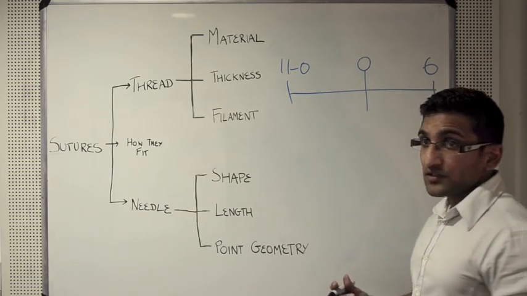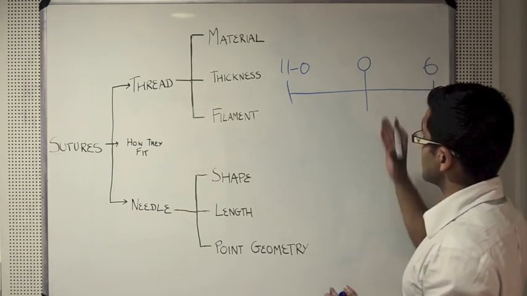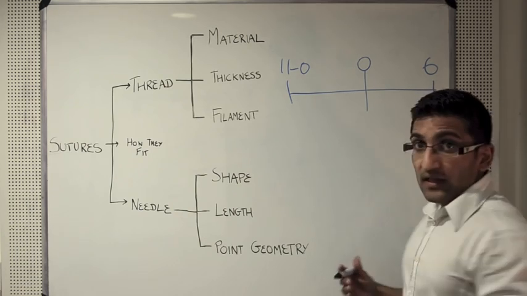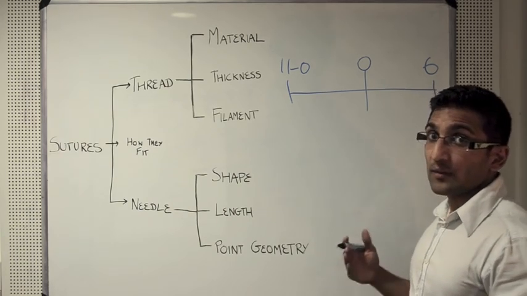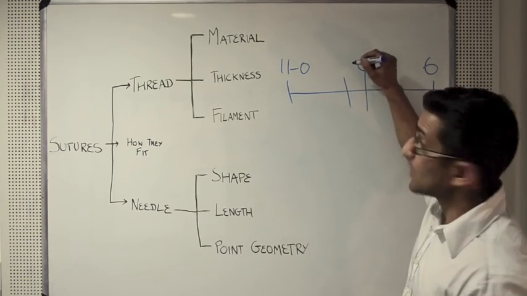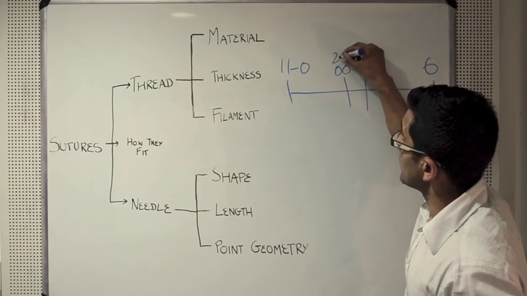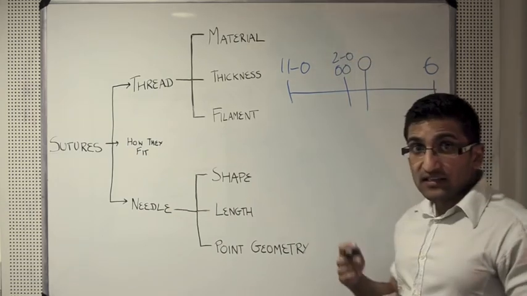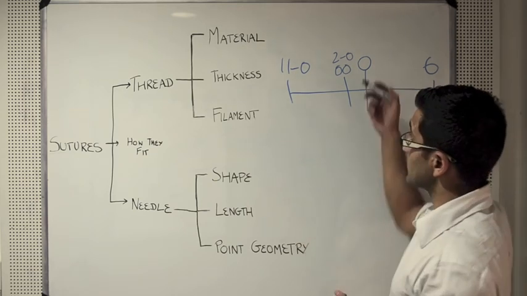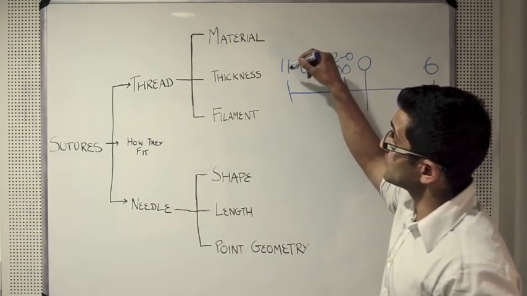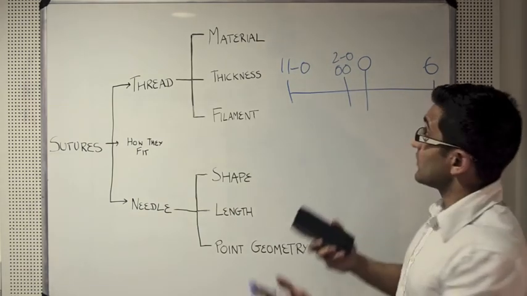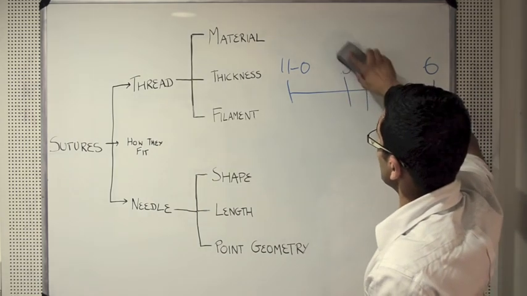Initially, we were only able to create sutures from a size 0 to size 6, and 0 was the smallest suture we could create. Now, as technology advanced, we were able to create sutures of smaller thickness. And the smaller than the 0, we termed 00 or 2.0. As technology advanced further, we were able to create smaller and smaller sutures up to a point where we created a suture with 11 zeros, and this was termed 11.0. Hence why 11.0 is smaller than 2.0, and so on and so forth.